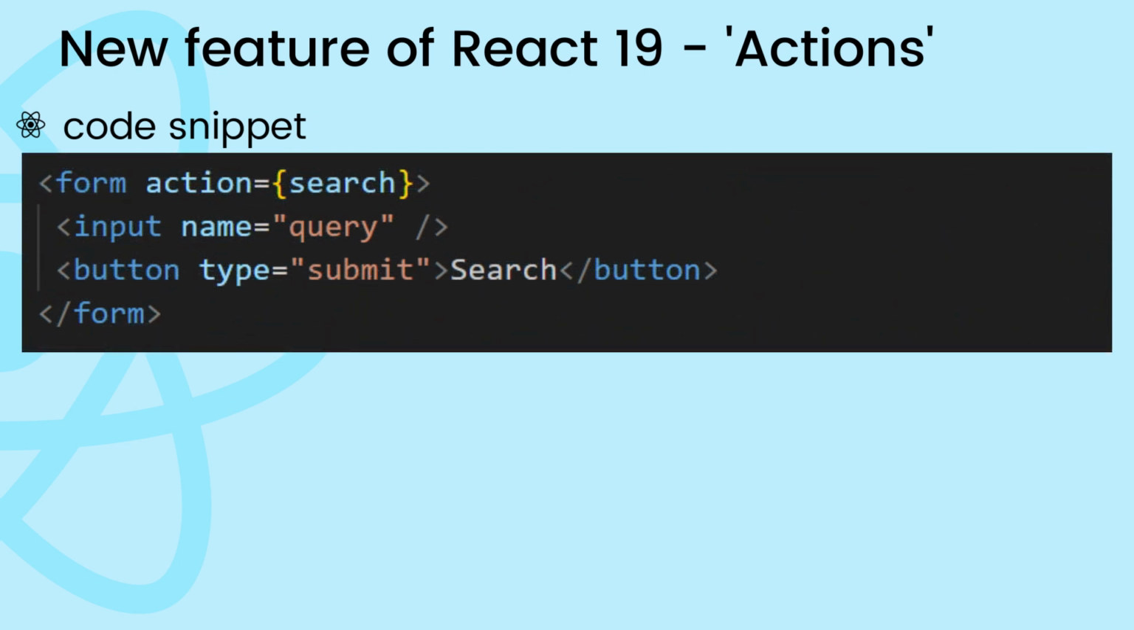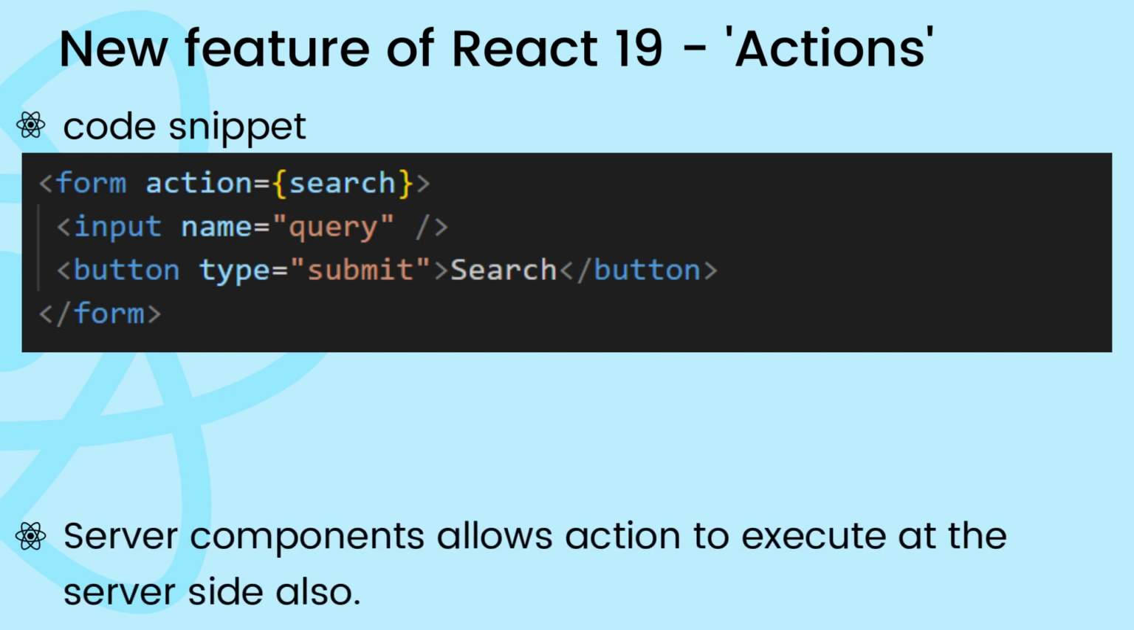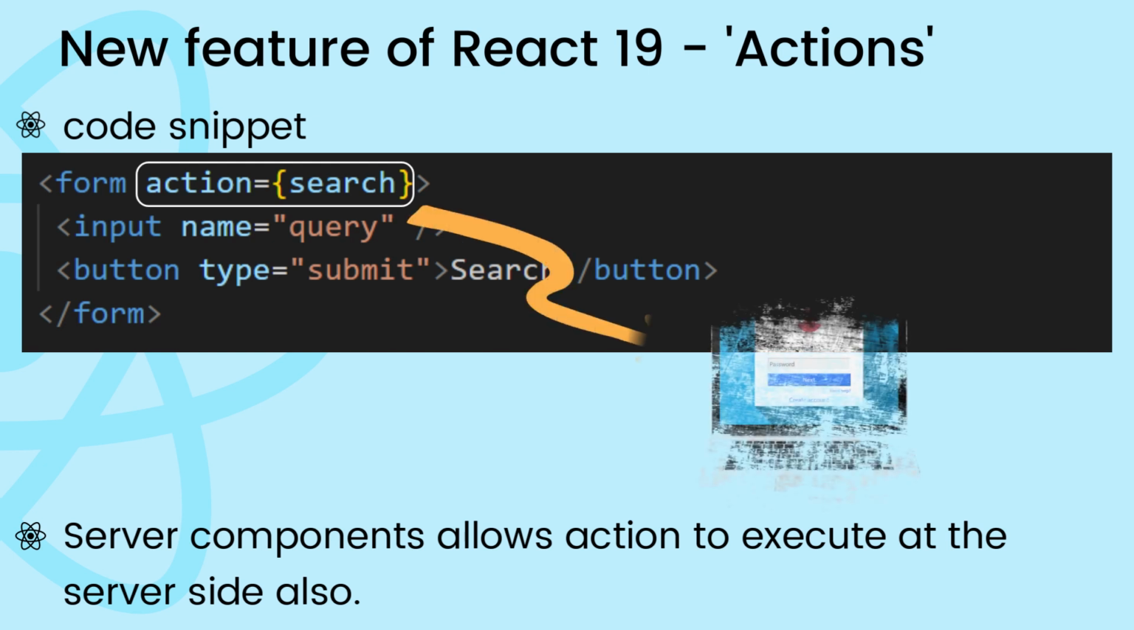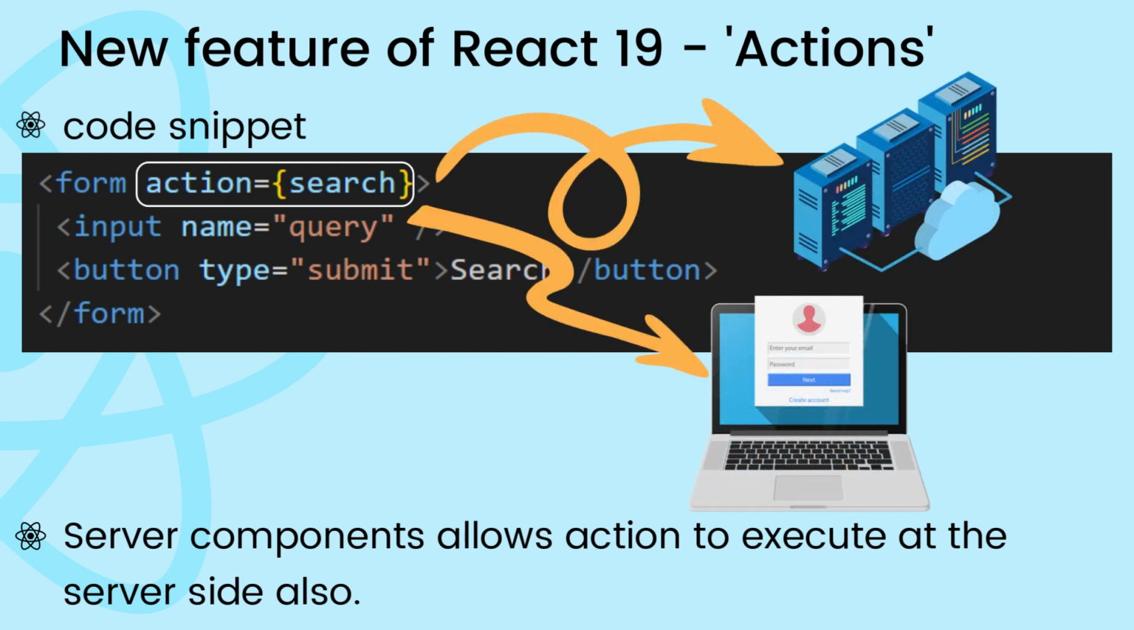And one other important feature of React 19, that is Server Components, allows Action to execute on the server side also. The function which will pass through the action attribute will decide whether the data is submitted on the client or server side. In this case, the search operation could be applied on the server side.